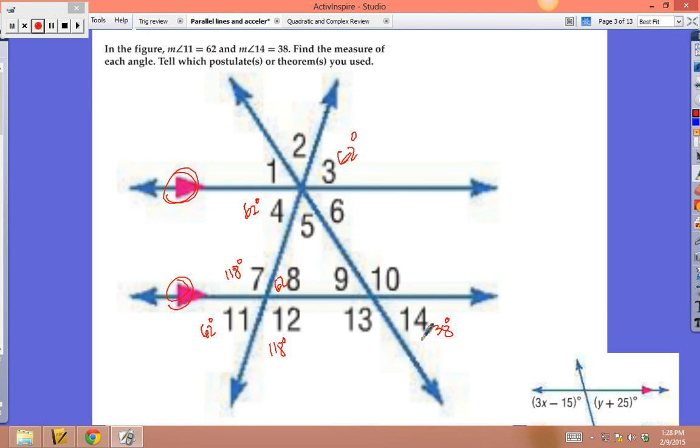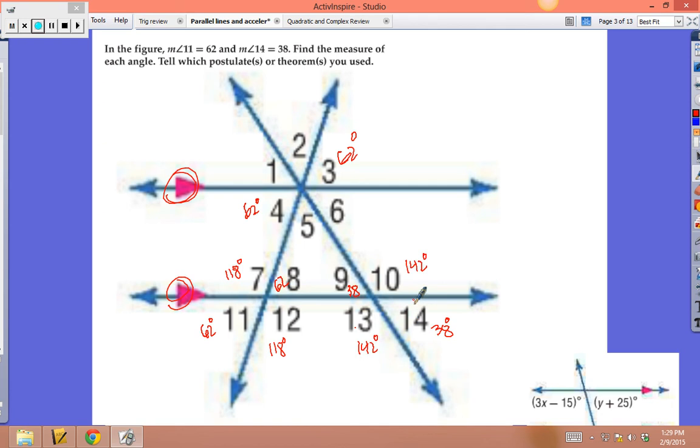So I'm going to come over here to this angle. 14 is 38 degrees. I'm going to find angle 9. Angle 9 is 38 degrees. And I'm going to find angle 13. 13 and 14 are a linear pair. They're on a straight line. They equal 180, so I'm going to do 180 minus 38. So angle 13 is 142 degrees. That means angle 10 is 142 degrees.